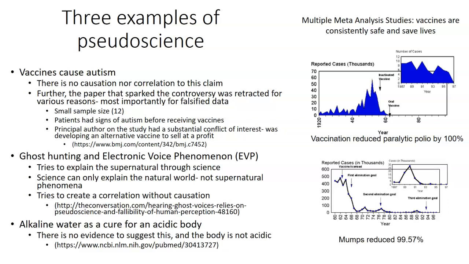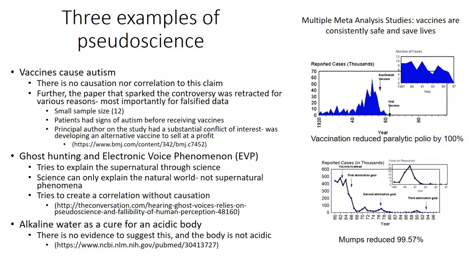So for example, even with EVP, they listen to sounds and then they try to say, that sounds like this voice, or that sounds like they might be saying something. In reality, it's just the mind trying to make something out of a puzzle of a sound and sometimes misinterpreting it as a voice. The last example I'll give you here is alkaline water.